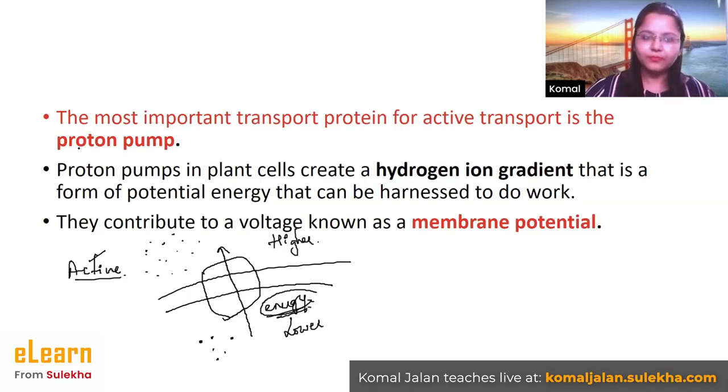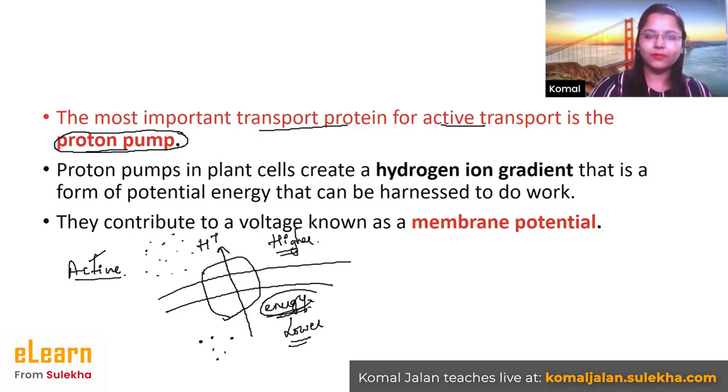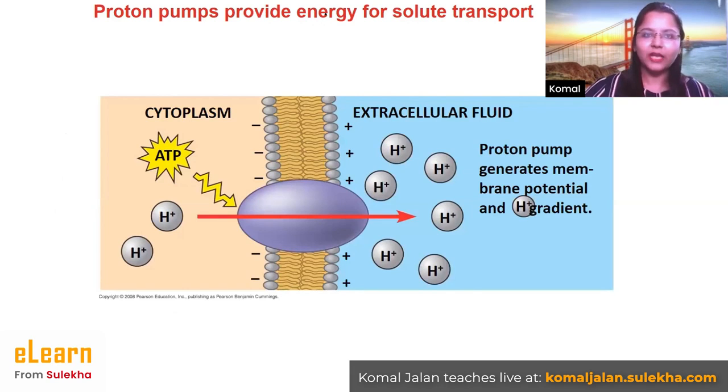Now what is written here is that the most important transport protein for active transport is the proton pump. So protons will be pumped. Protons, meaning hydrogen ions, will be pumped, which will help in generating the membrane potential, which will help in generating the gradient, which will drive the transport from the lower to the higher side. So you can look here that protons will be pumped to provide the energy for the solute transport.